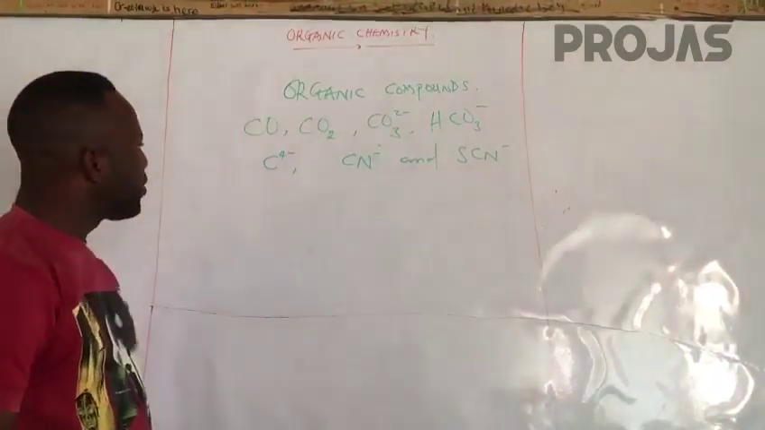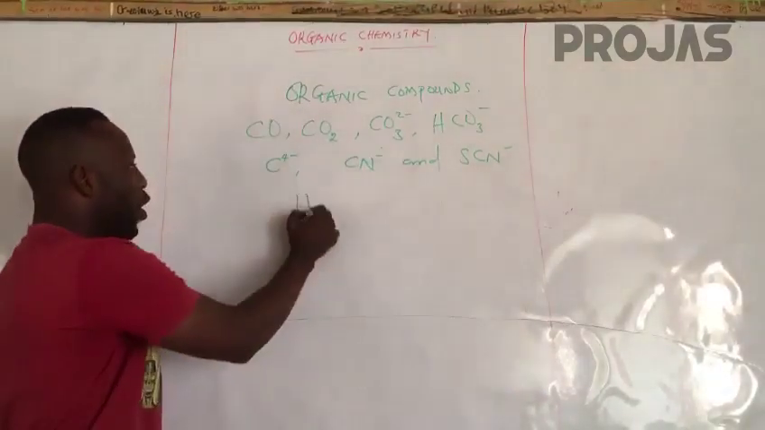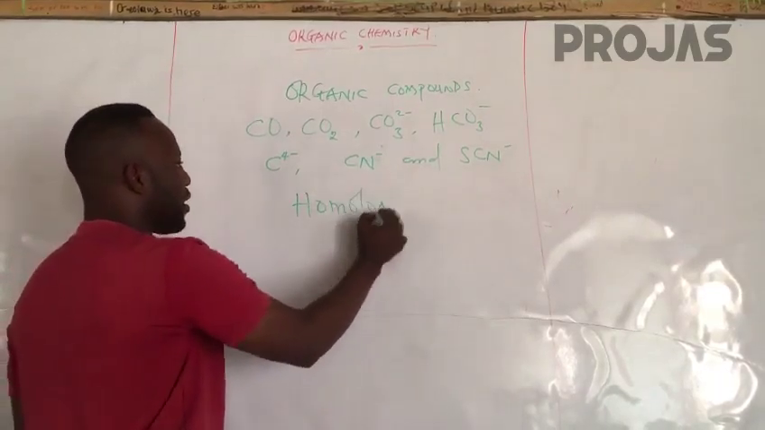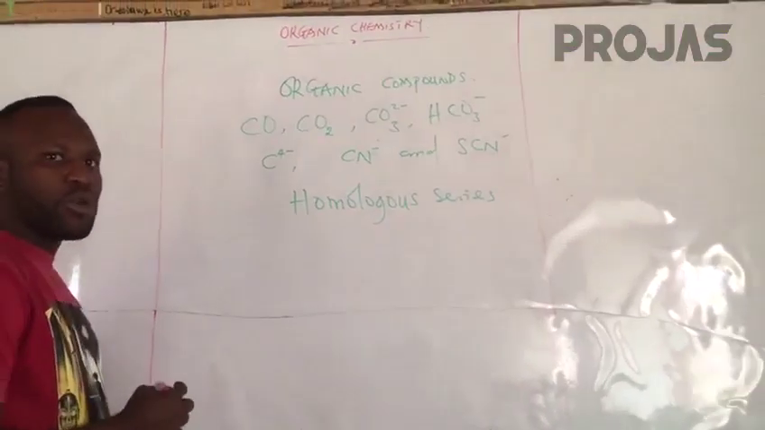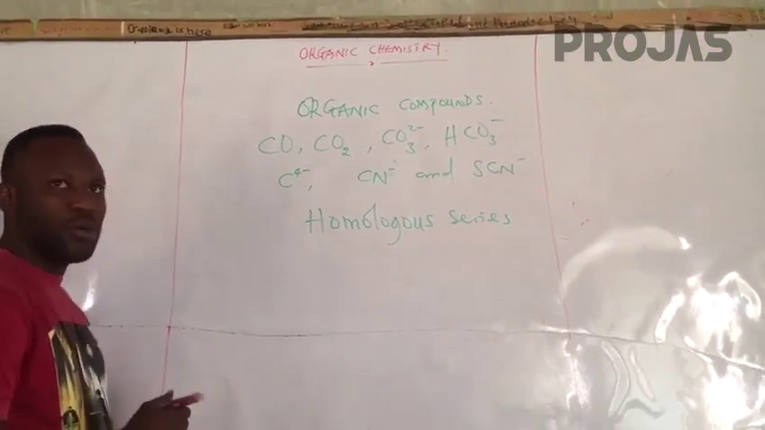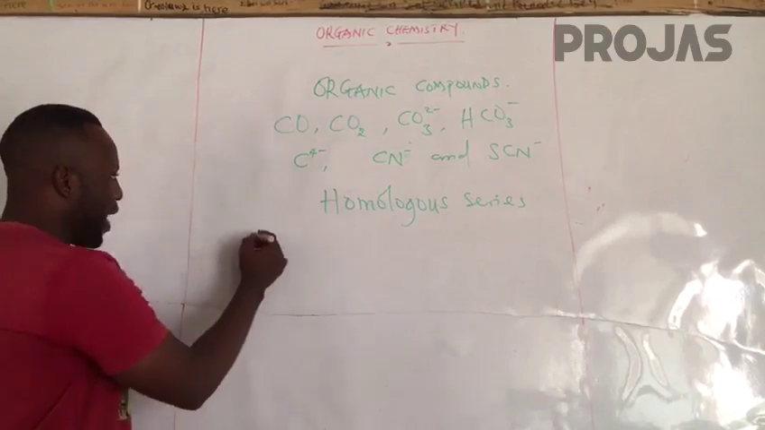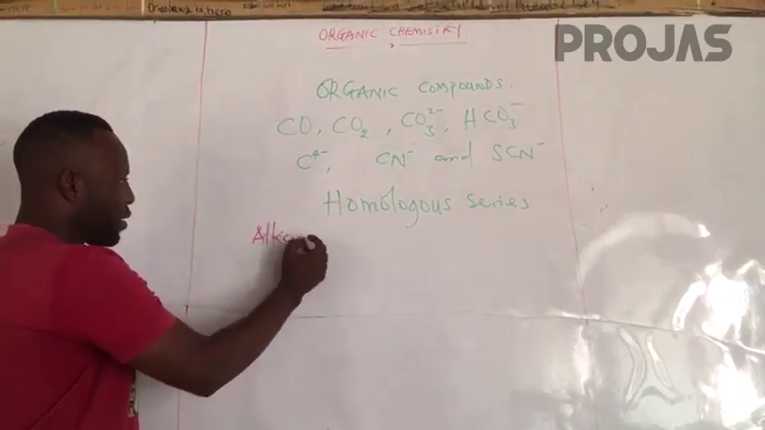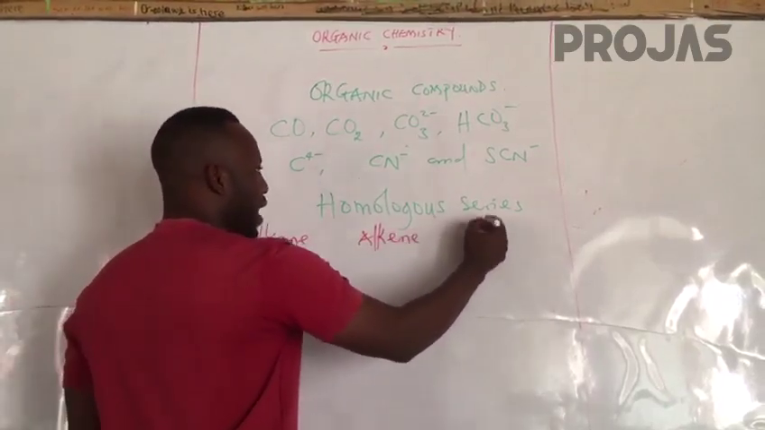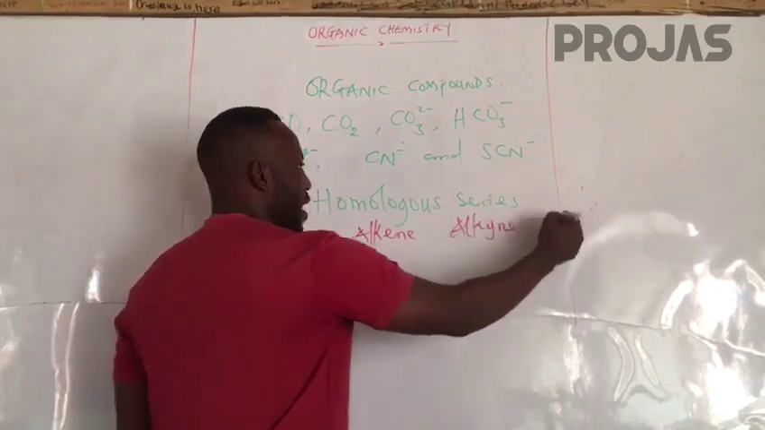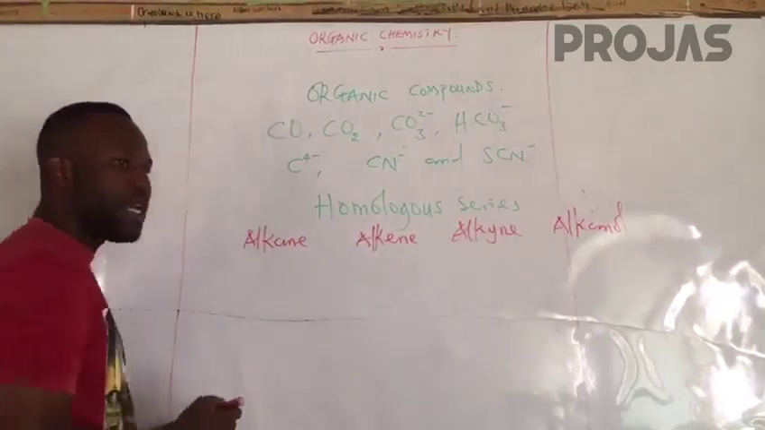So organic compounds exist in families called homologous series. Before we take the definition of homologous series, there are things we should know about this series. For example, let us take a look at alkanes, alkenes, alkynes, and alkanols, and they have general molecular formulas.